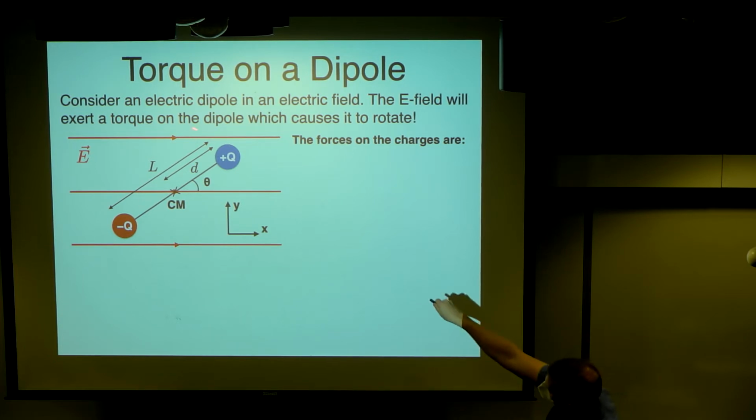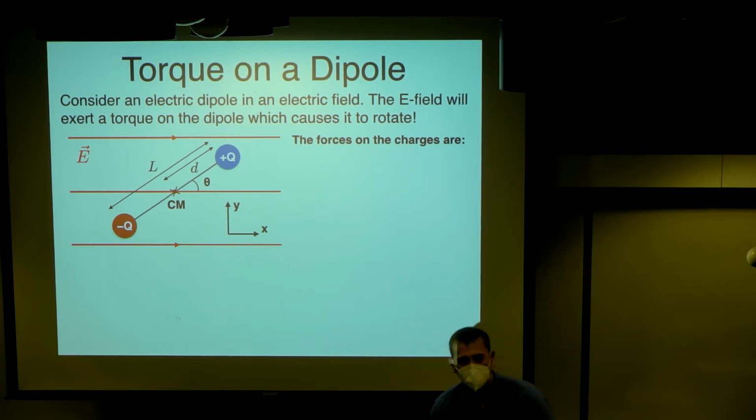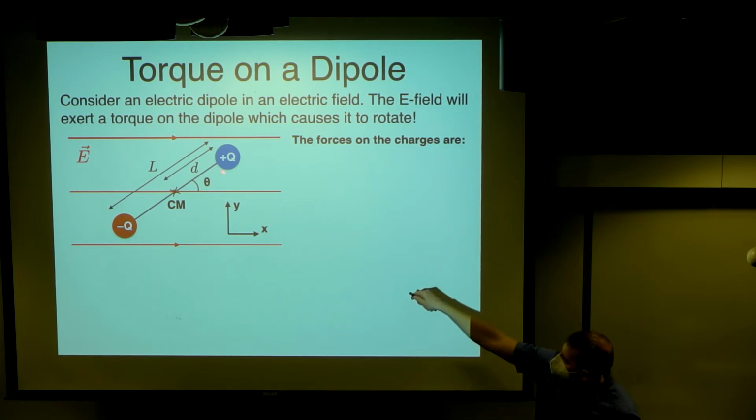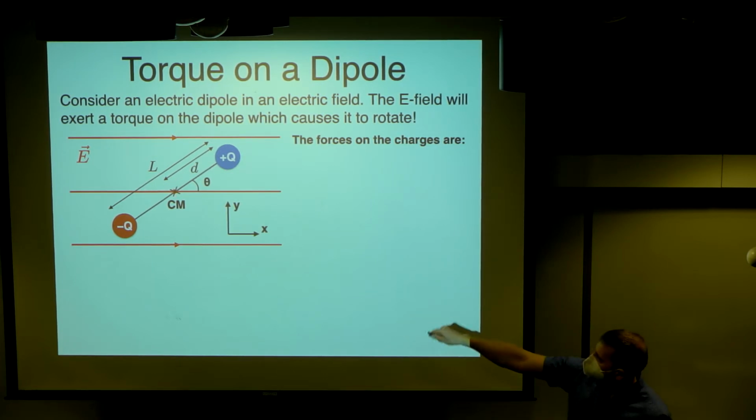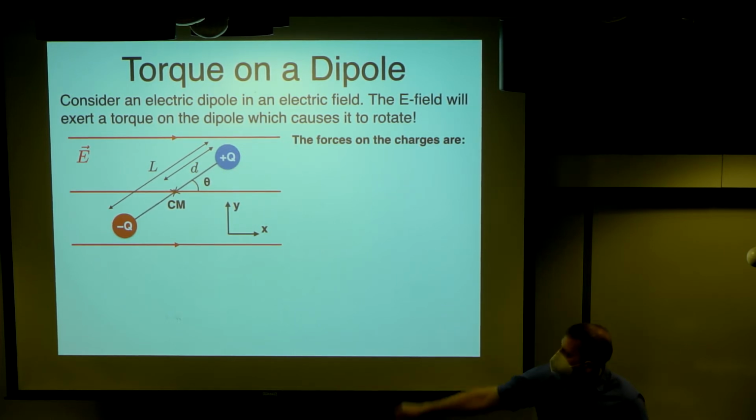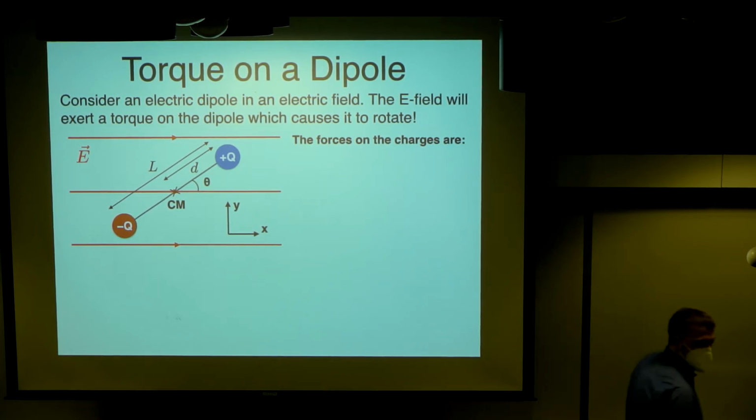Now, L, that's going to be the length from one charge to the other. But D, that's going to be the distance to the center of the dipole from the end. So this point at the very center will be our center of mass. We're going to assume there's just an equal amount of mass on either side, so the center of mass is right there in the middle. Okay?